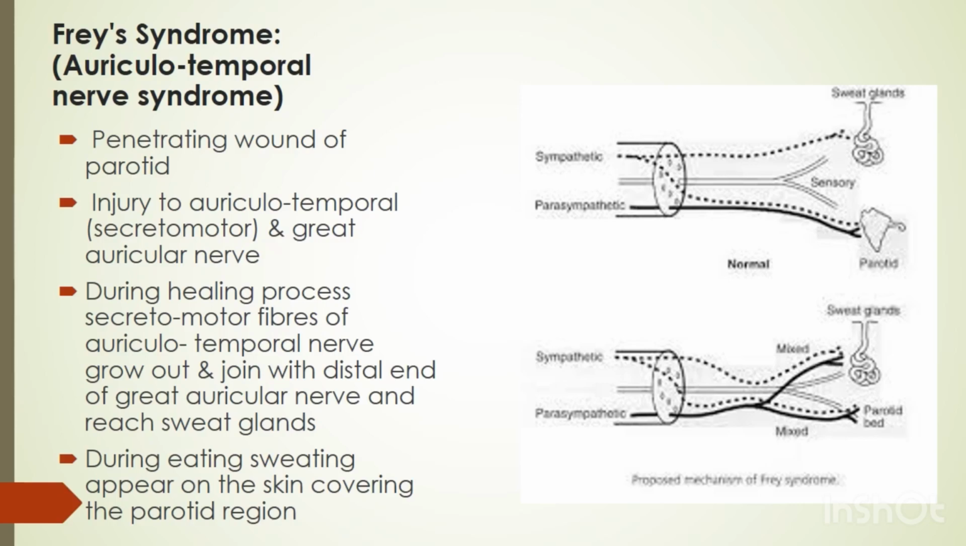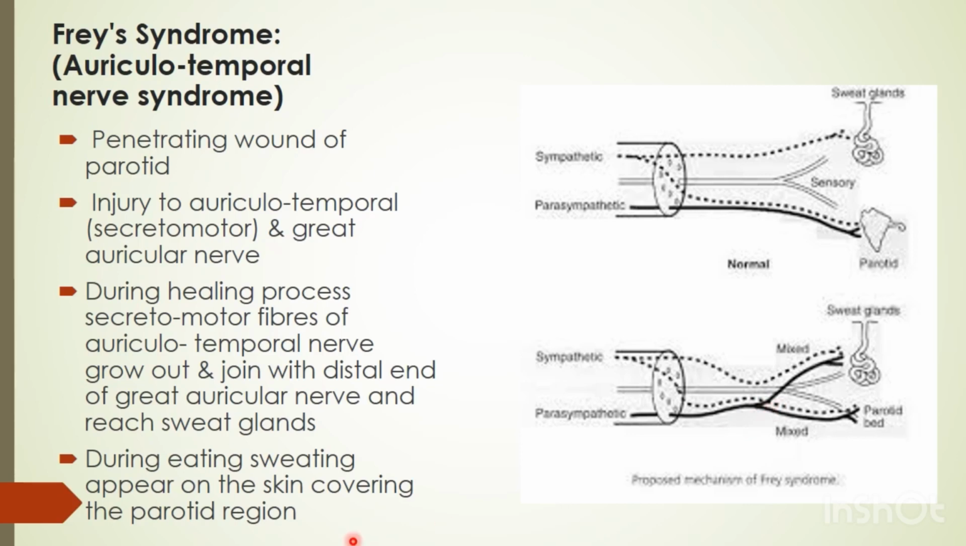It is also known as the auriculotemporal nerve syndrome. Why is it called so? First, when there is a penetrating wound of the parotid, it causes injury to the auriculotemporal nerve, which provides the secretomotor innervation to the parotid gland, and it also causes injury to the great auricular nerve. During the healing process, the secretomotor fibers of the auriculotemporal nerve grow out and join with the distal end of the great auricular nerve and reach the sweat glands. You can see in the figure that it joins the great auricular nerve.